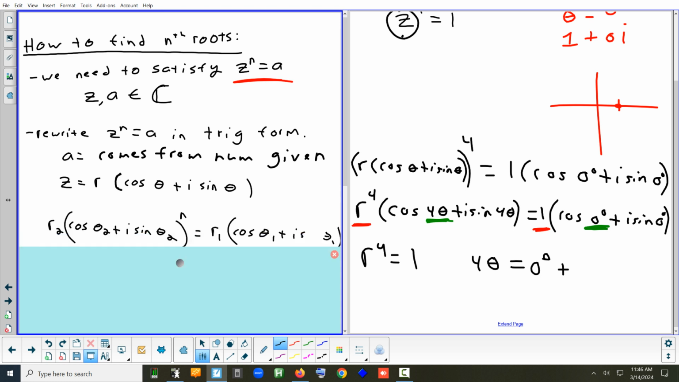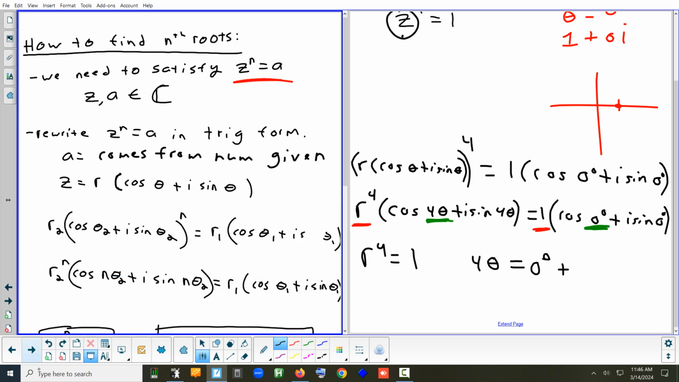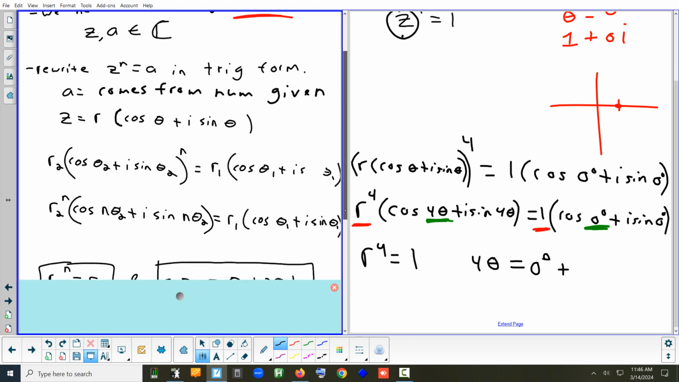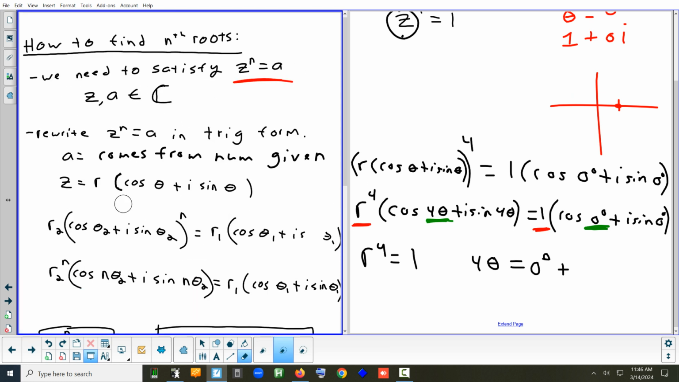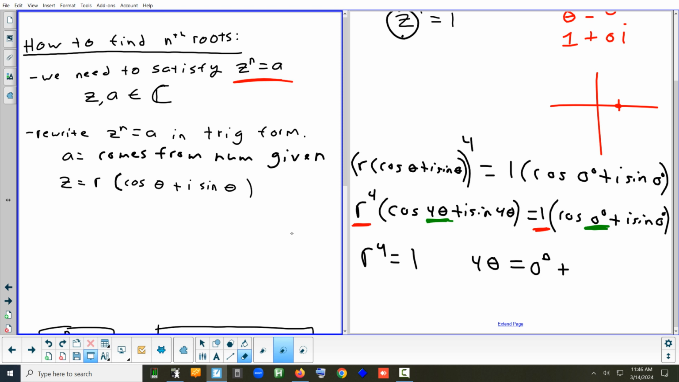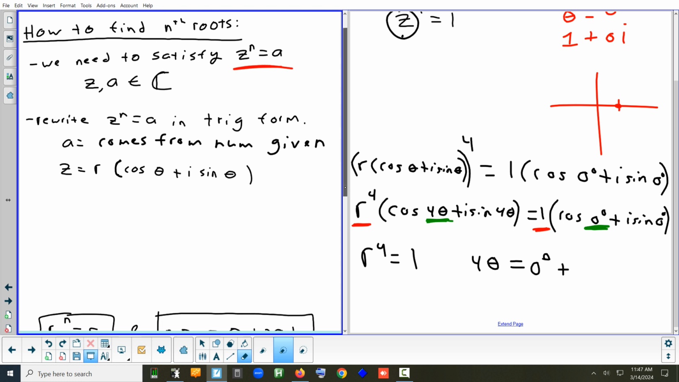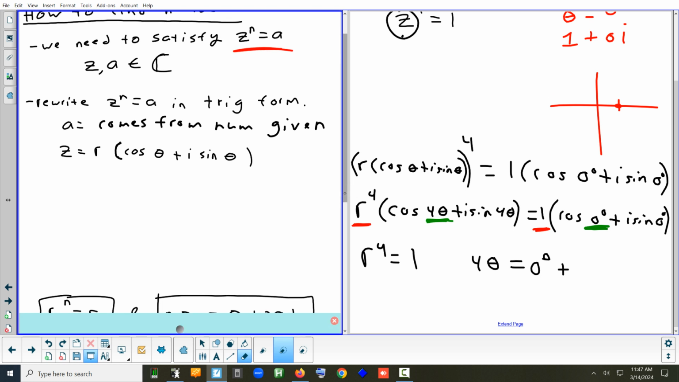We're pretty much back to where we were at the top. Instead of z to the 4th equals 1, it's just r to the 4th equals 1. Will that always be a 1? It won't always be a 1. I'm going to do one in a minute where it's not.